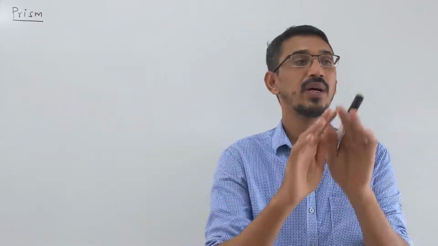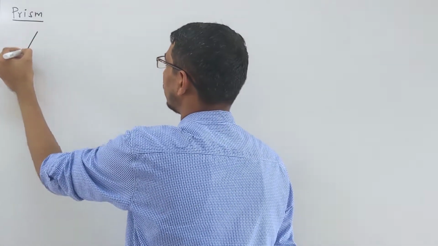Welcome back students. So we are continuing ray optics and we're learning prism in this lecture. Just like lenses were a part of a glass or a transparent material and they have two reflecting surfaces, here also we have a prism, also part of some transparent medium, generally made of glass, and it has two reflecting surfaces which are inclined at some angle to each other.